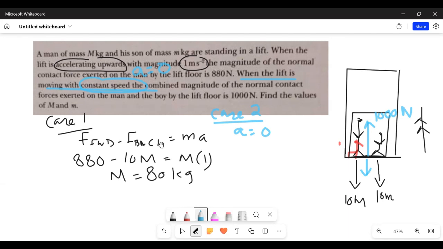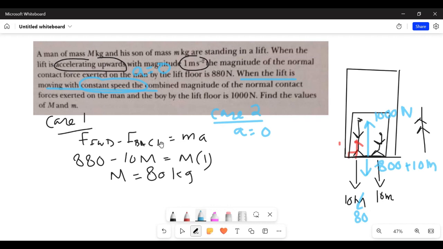If the normal contact force is acting on both of them, then the lower force needs to be the weight of both of them combined. Yes, both the weights combined. 800 plus 10m, because m is now 80. So it's going to be 800 plus 10m.